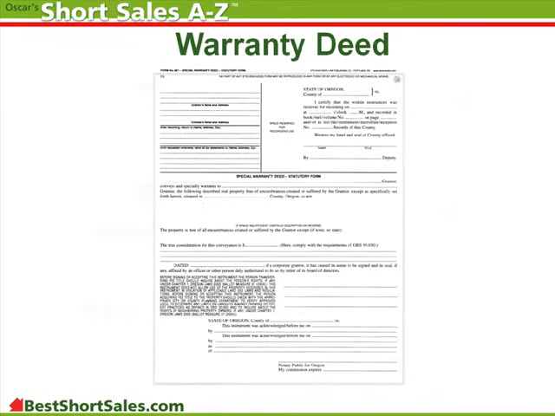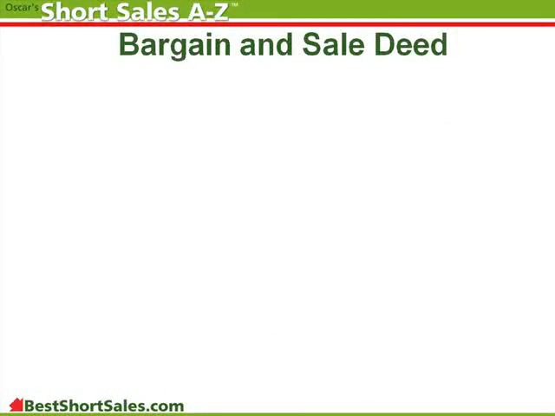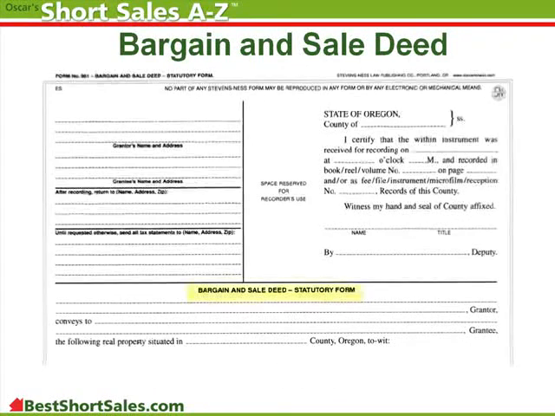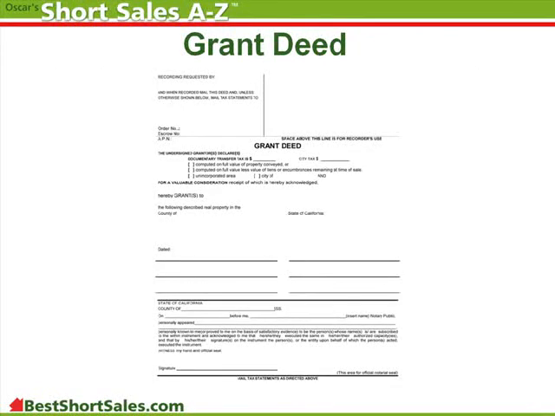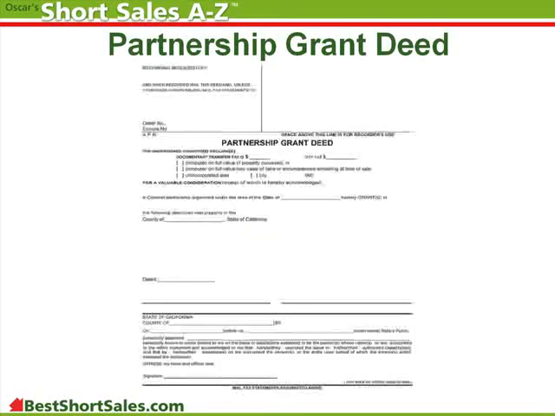Warranty deed. In a warranty deed, the seller legally assures the buyer that the title conveyed is good and possession will be undisturbed. There are several types of warranty deed variations. This sample is a special warranty deed, statutory form. Bargain and sale deed. In a bargain and sale deed, the seller does not provide any warranties to the buyer. Grant deed. Grant deeds are mostly used in California. The seller warrants that the property was not sold to another buyer before or at the same time.